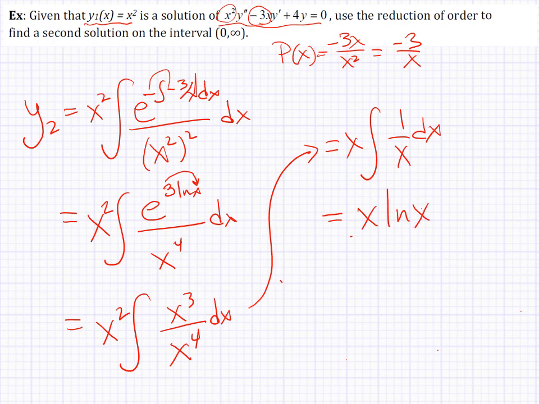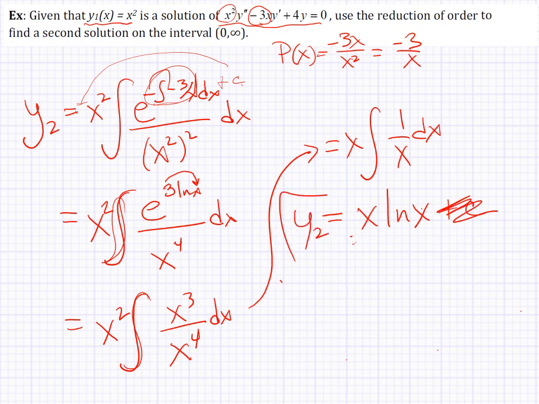And notice I just dropped off all plus c's anywhere. I mean, technically, when we do this indefinite integral, we should have a plus c, which eventually will just dump itself out. It'll be e to the c, and it'll dump itself out to the front. Then when I do this integral here, I should have another plus c, but I ignore that, because again, I'm just going to keep adding these in later. So anyway, the second solution is x ln of x.